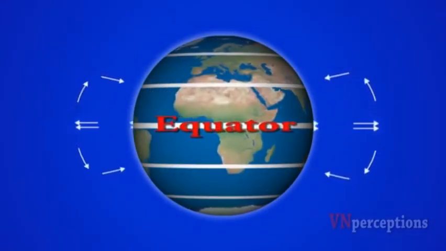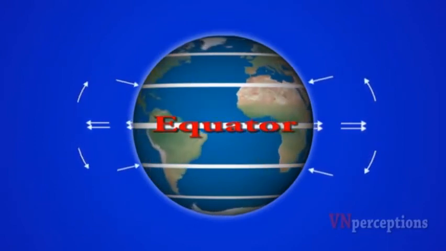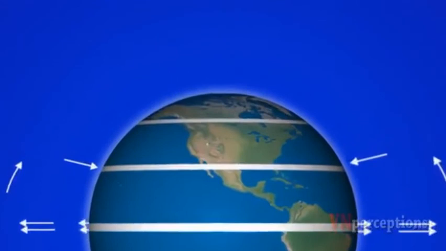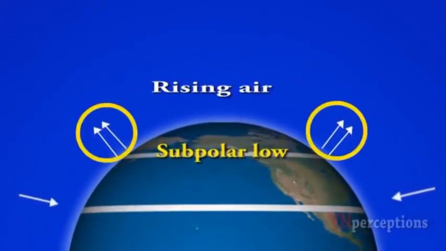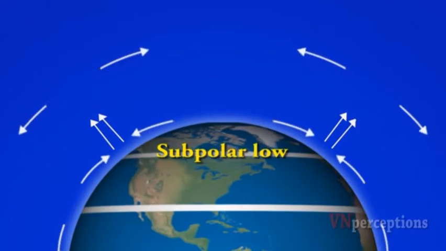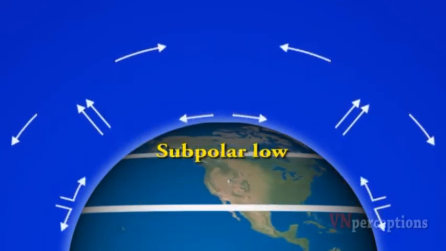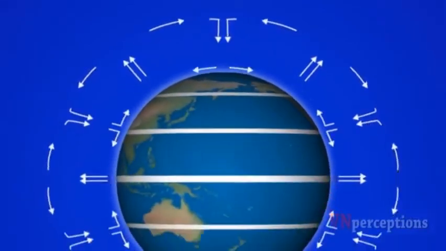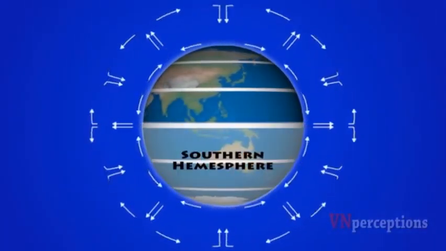Along the equator, the air is rising because of convection, and at subpolar lows, we have rising air because of convergence. This rising air also spreads out, cools, and sinks. The same things happen in the southern hemisphere.